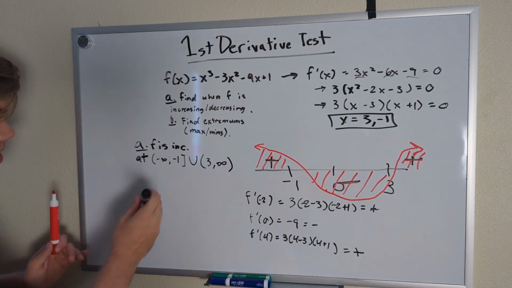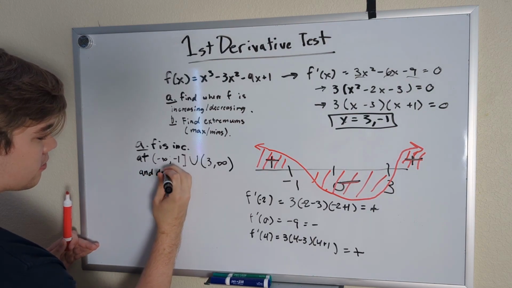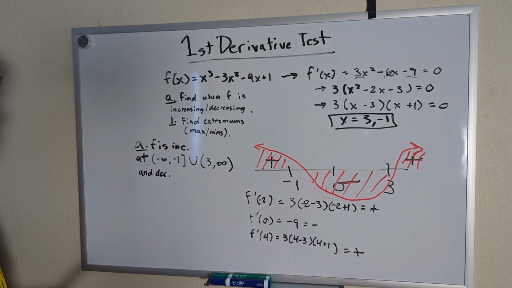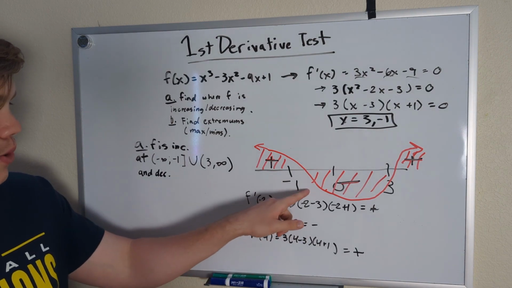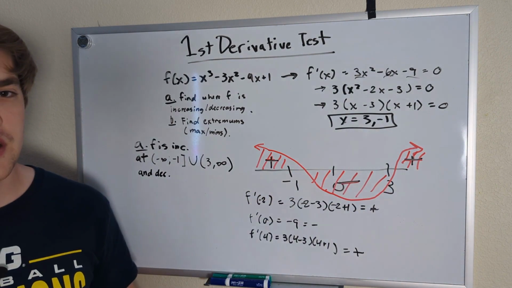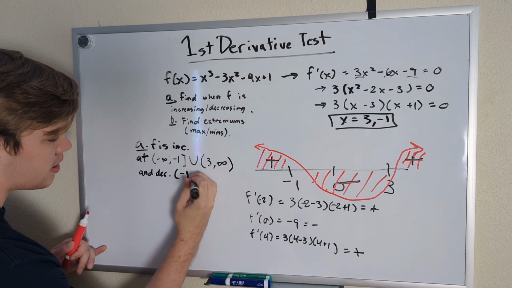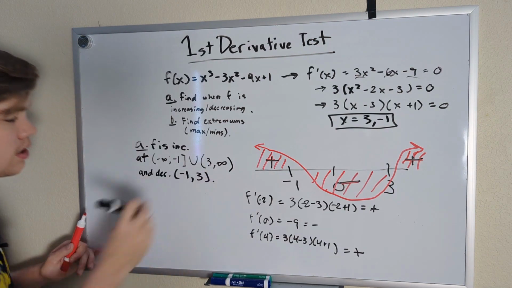Now, where's the function decreasing? Let's write that over here, and decreasing will be denoted with DEC. The only place where this function is decreasing is between -1 and 3, as denoted on our sign graph. So it's decreasing between -1 and 3. So that's all of part A.